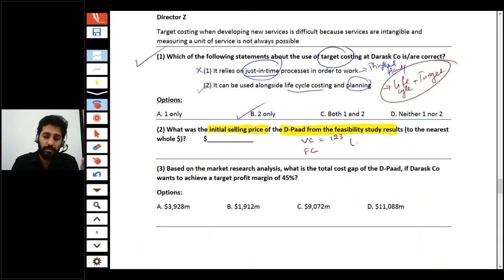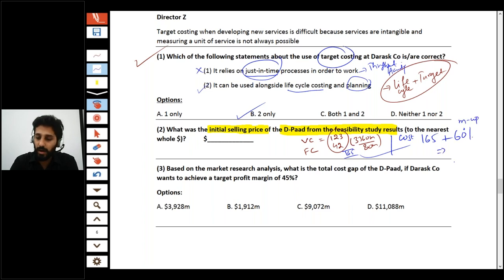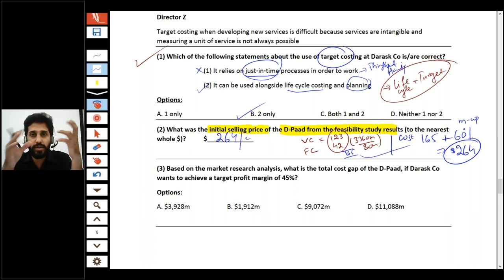So it's 123 plus 3360 million divided by 80 million, so it would become 42. And you can see that your cost is 123 plus 42, that is 165. So 165 plus, you should add 60% profit markup, and that is $264. Right? So 264 is my answer, and that is the initial selling price I need to quote. This is my simple answer. So you will be writing 264 in your blank, right?